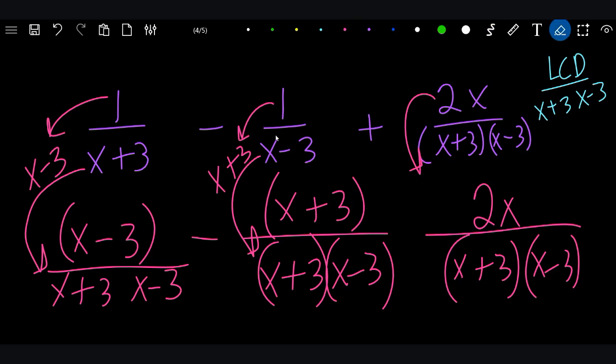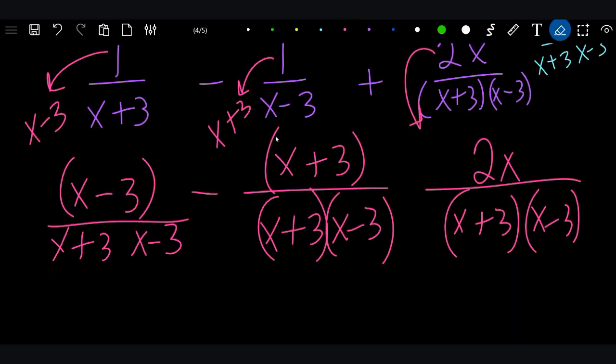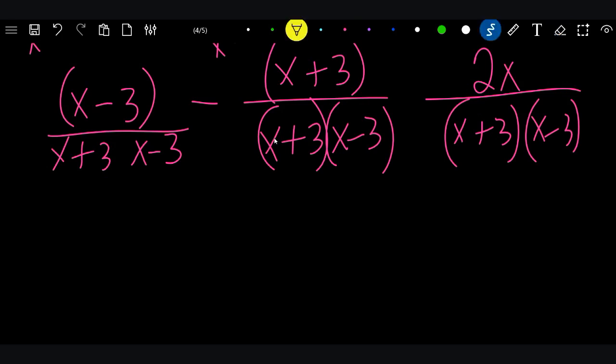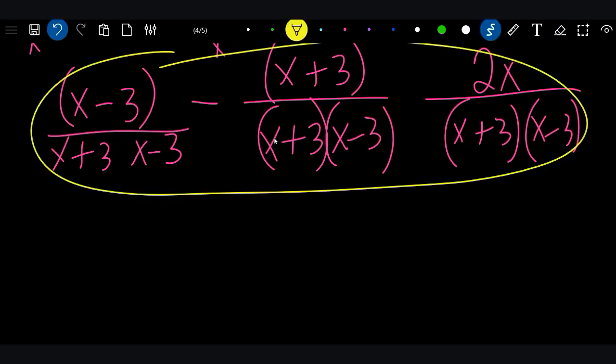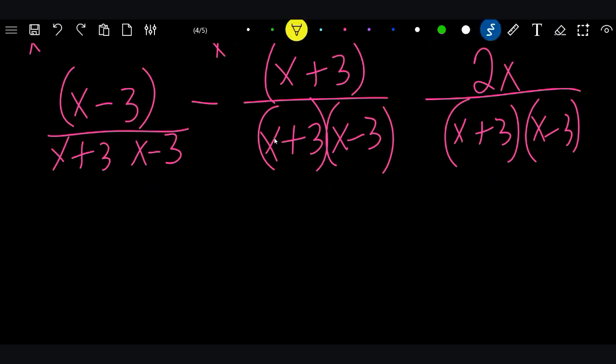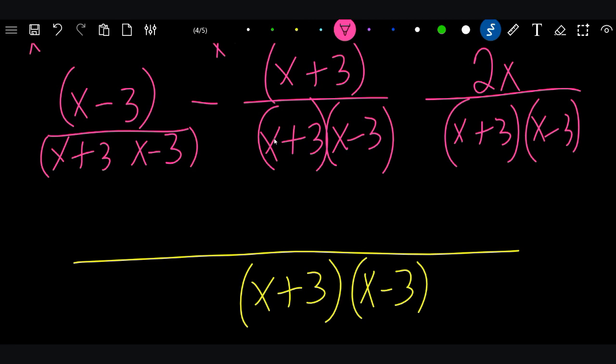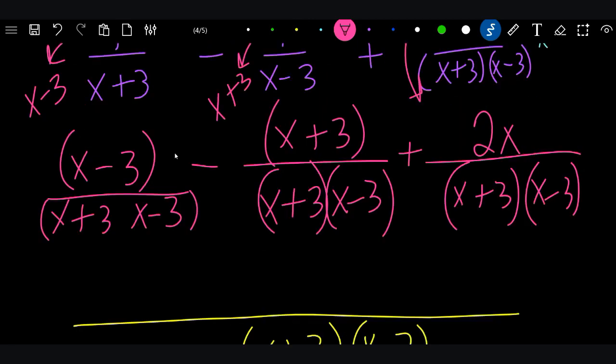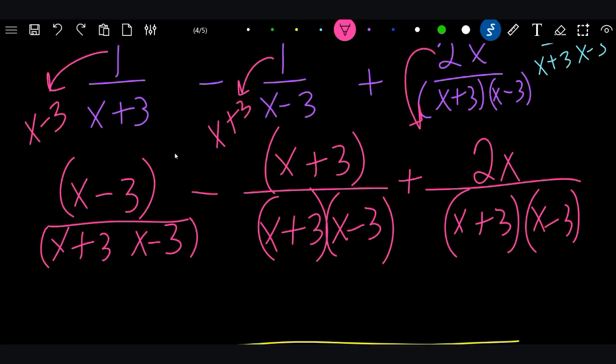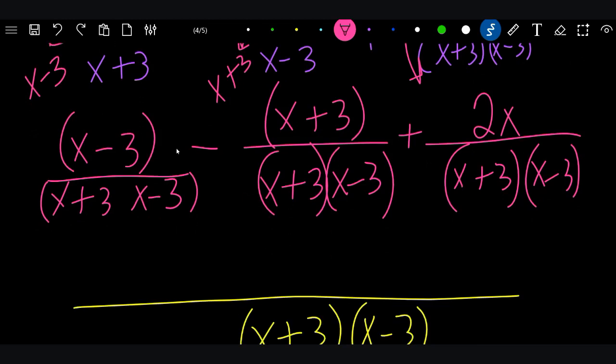Now what we want to do is transfer all of this and make it into one fraction. What's our one fraction? Well, it's going to be over x plus 3, x minus 3. That's our common denominator. Now again, we do have to be very careful. This actually should have a plus sign in it. We have to be very careful of this negative sign right there. That can mess us up.